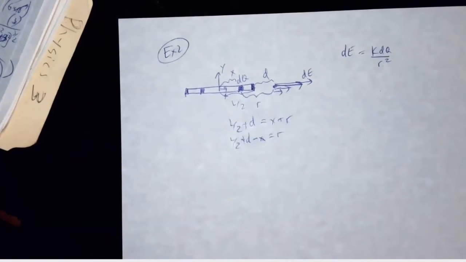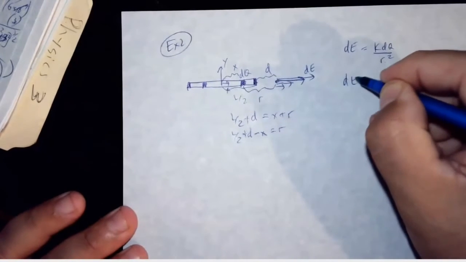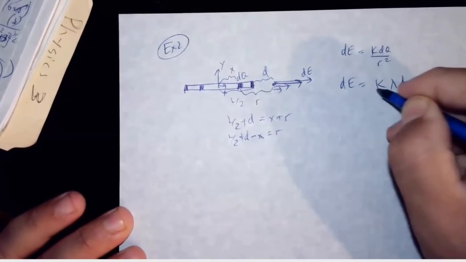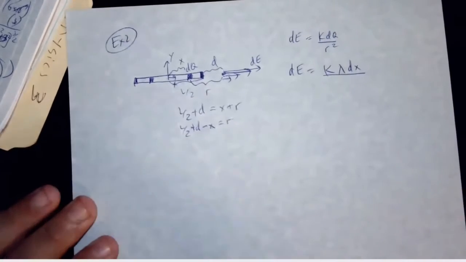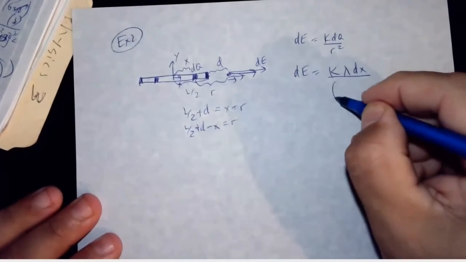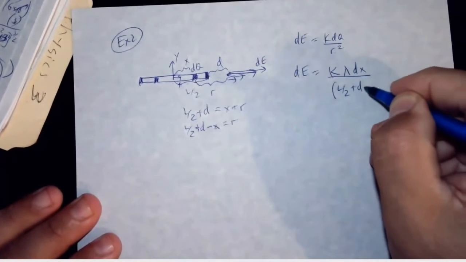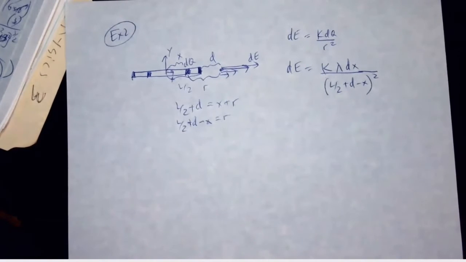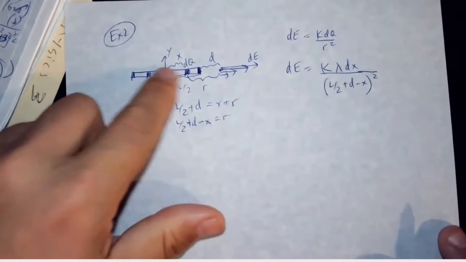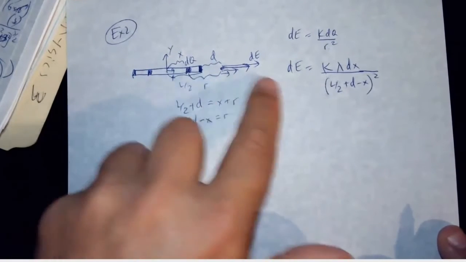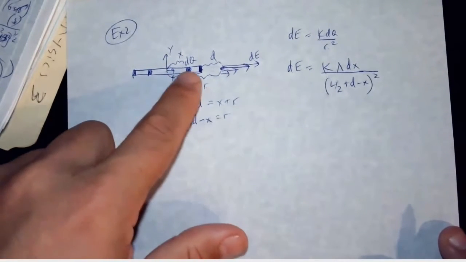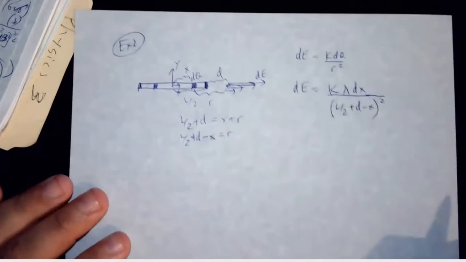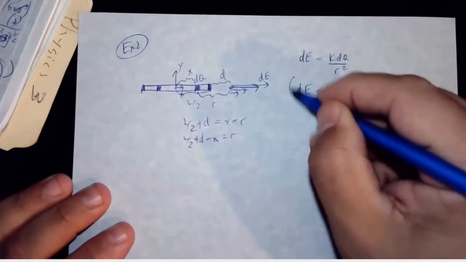Okay, so then dE is going to be k, and then I'm going to use dq equals lambda dx again. And then you're going to have L over 2 plus d minus x, squared. This one I'm going to do similarly. For a uniform charge rod, I like getting a general answer and seeing if my answer makes sense. But once we go to non-uniform, then we'll just get a numerical answer right away. So then I'm going to integrate that.